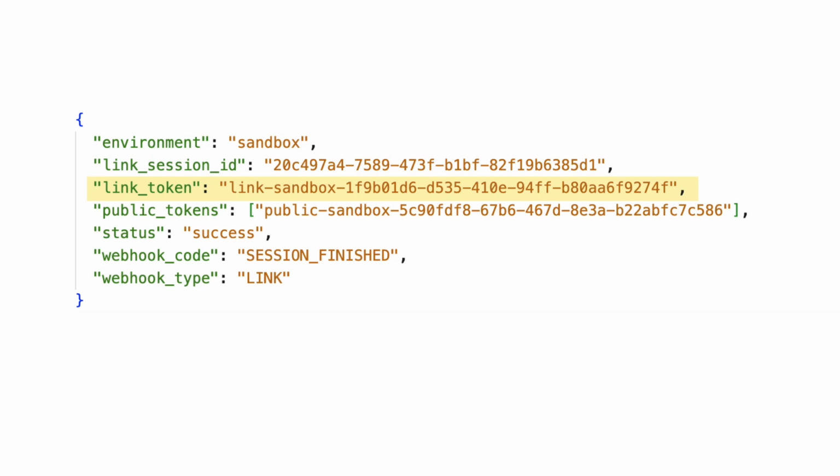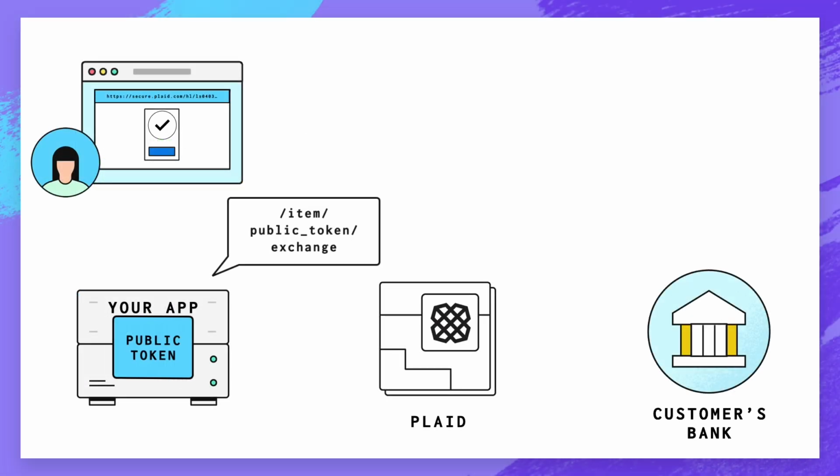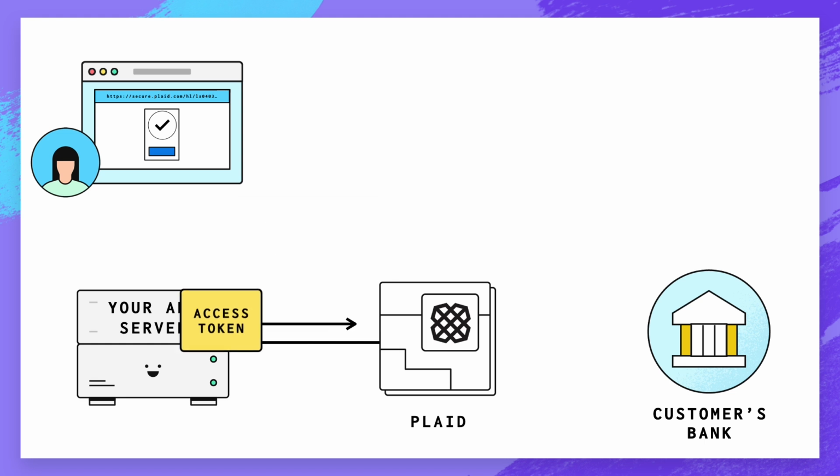This will include the original link token, a status string, and an array containing a public token. Exchange this public token for an access token like you would any other public token. And again, use that original link token to match these up to the right user.